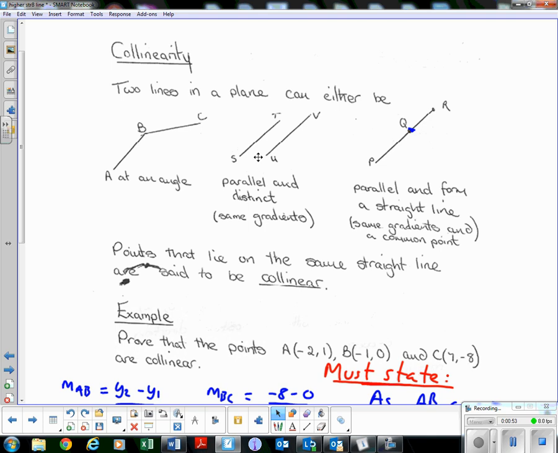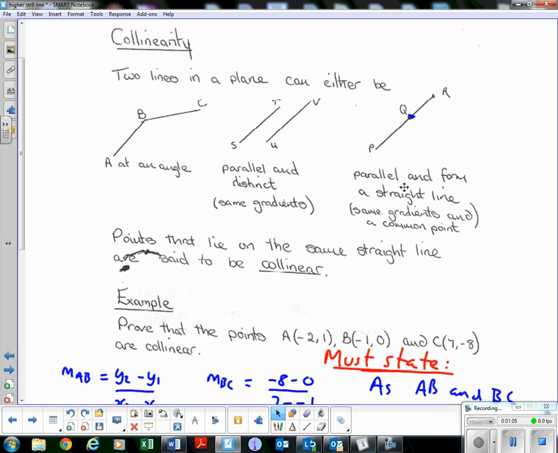We could also have parallel lines. So here we've got S and T and U and V. They're never going to meet because they're parallel. Or we could have the third example we have here. P, Q and R are parallel, and they do form a straight line, unlike A, B, and C here. And the reason why they do that is they have the same gradient. So we could work out the gradient of each one just to show the gradients are equal, which would mean that they're parallel. And they also share a common point, Q.